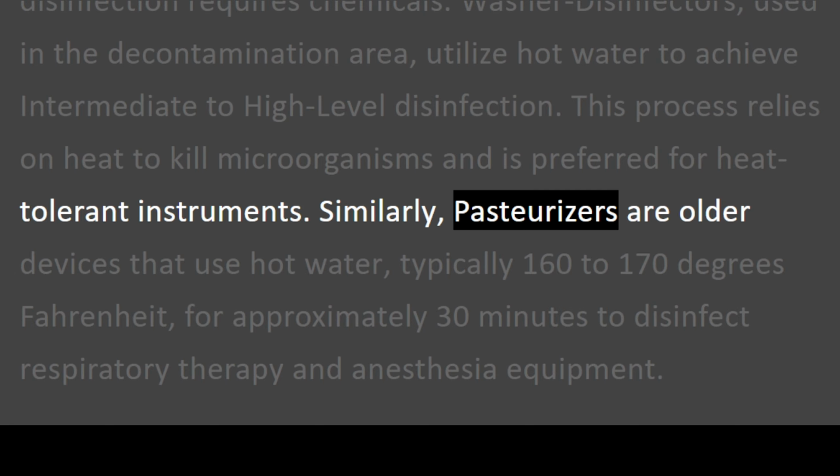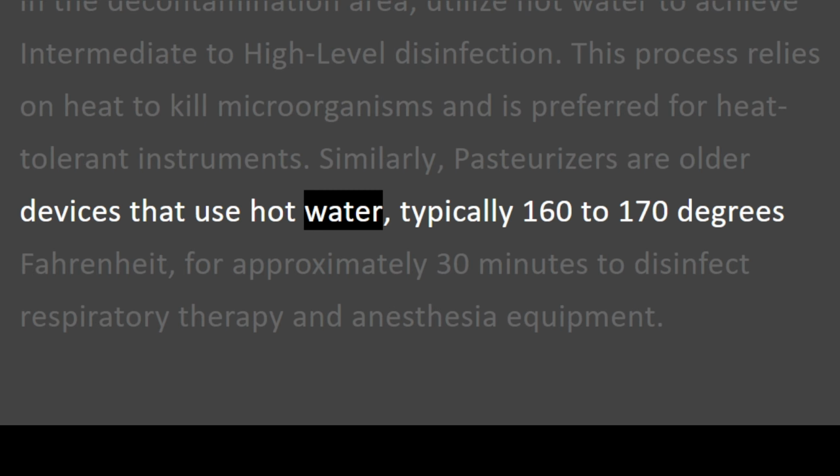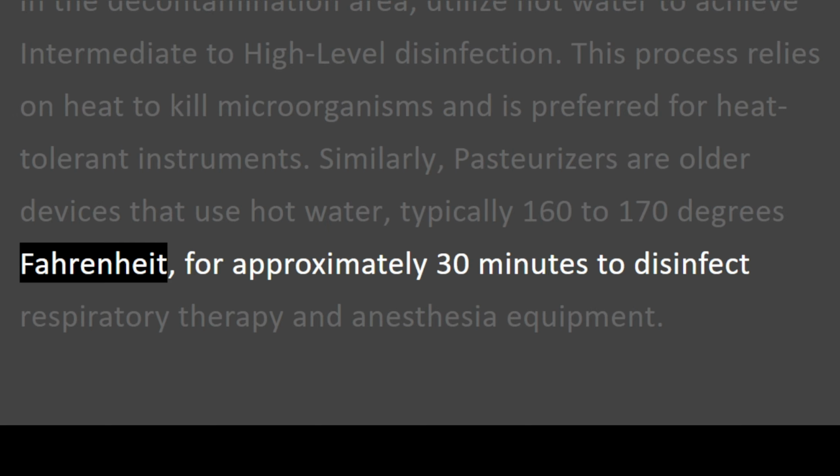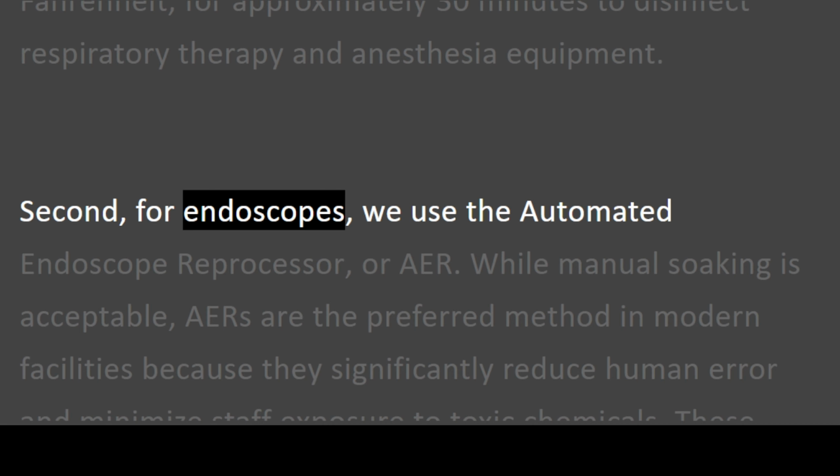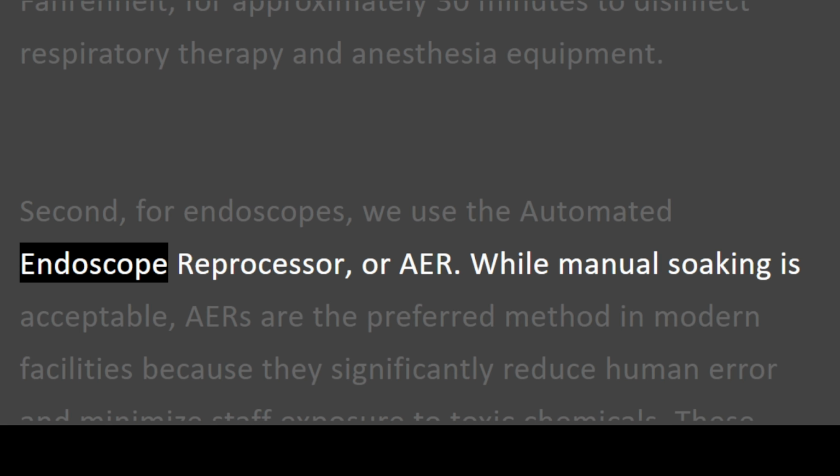Similarly, pasteurizers are older devices that use hot water, typically 160 to 170 degrees Fahrenheit, for approximately 30 minutes to disinfect respiratory therapy and anesthesia equipment. Second, for endoscopes, we use the automated endoscope reprocessor, or AER.